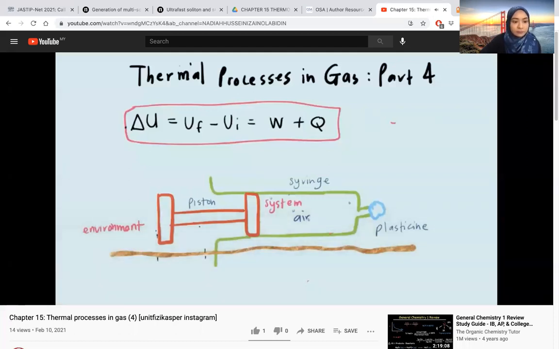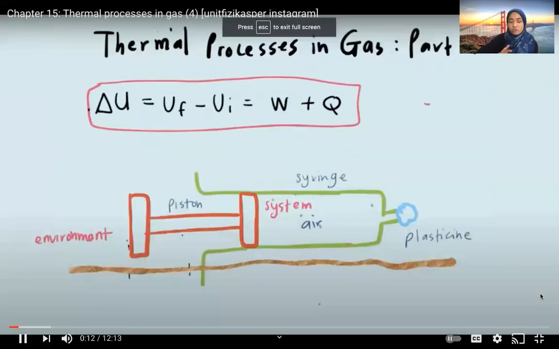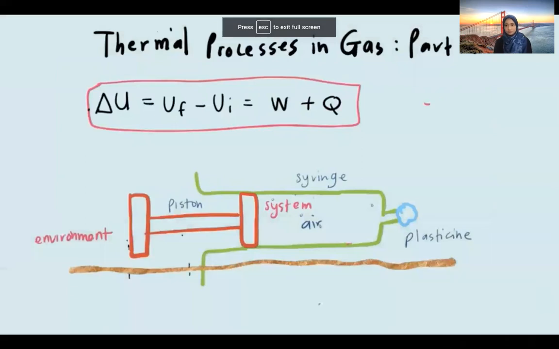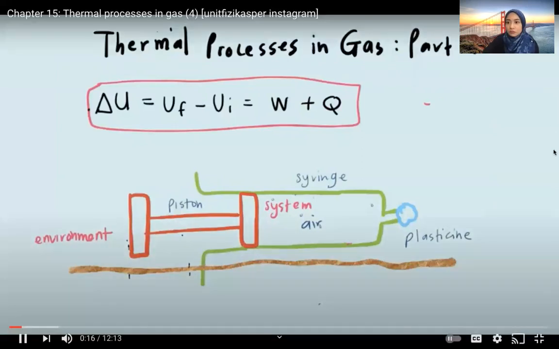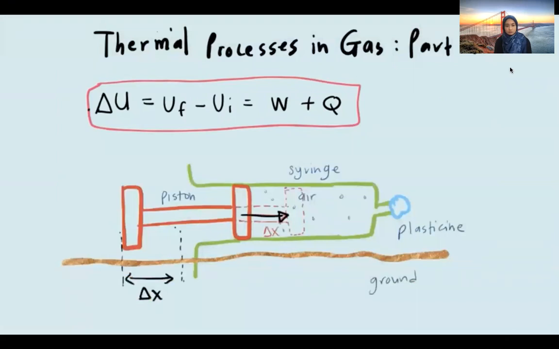Welcome back. We're doing chapter 15. We're still in chapter 15, and this is the 4th part, thermal processes in gas. So here I have the syringe that we have seen multiple times now. You're going to say, so boring to have to study the syringe again. I'll be patient, later we'll have to learn other things. Just a little more.